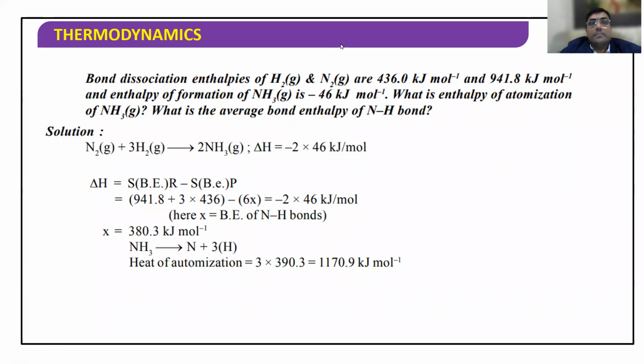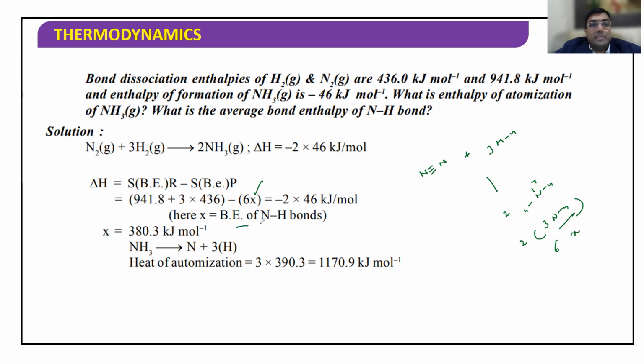Listen carefully. First thing is N triple bond N plus 3 H-H bonds. It forms 2 moles of ammonia. Agreed or not? How many N-H bonds in each? 3 N-H bonds. So 2 into 3 is 6. Let us take this as X.